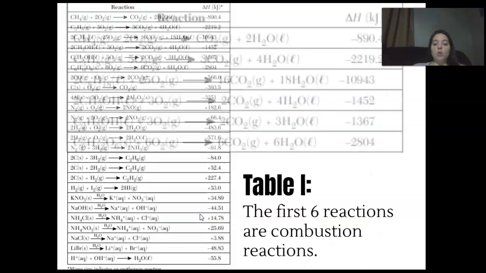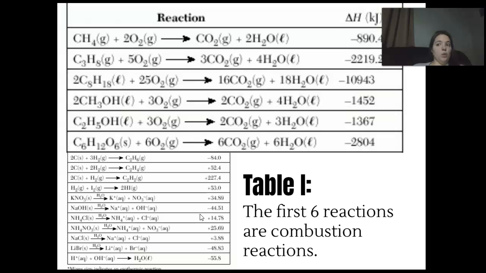All right, so Table I, a new table. So this one, the first 6 reactions are combustion. And we'll get into this a little bit later, just to let you know. But it shows the enthalpy. Again, we're going to get into that later. But it shows the 6 reactions.